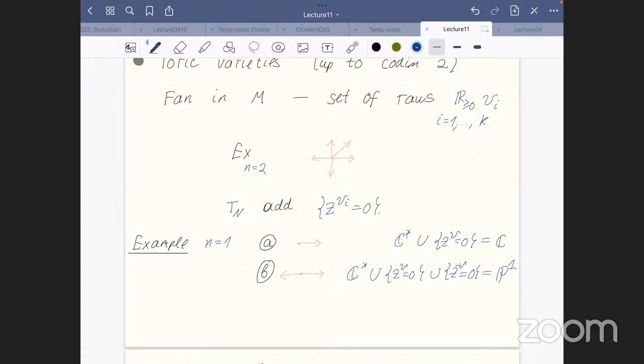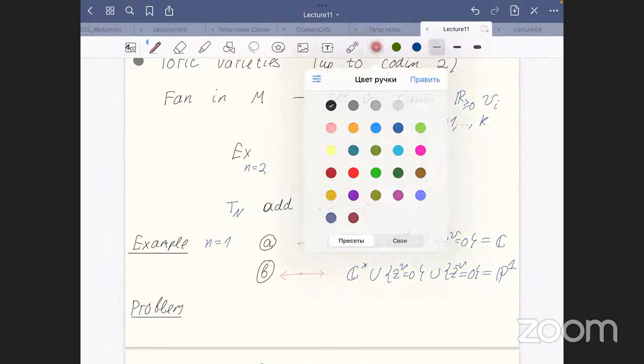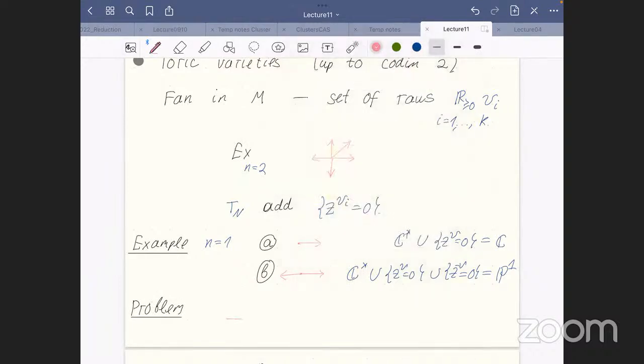Maybe I leave as a problem: what we get in the two-dimensional case.